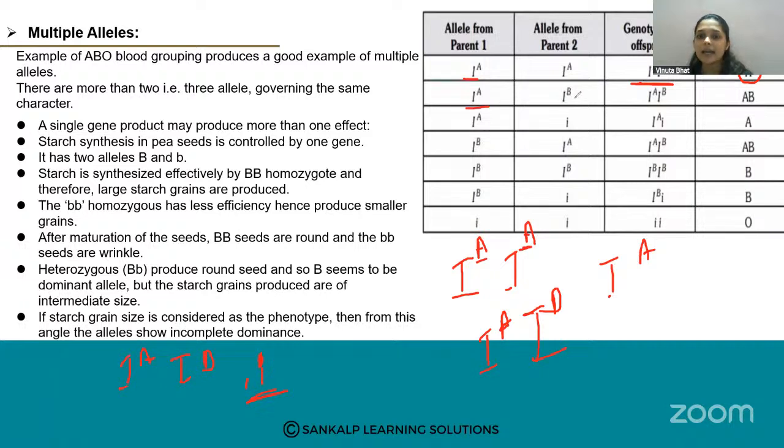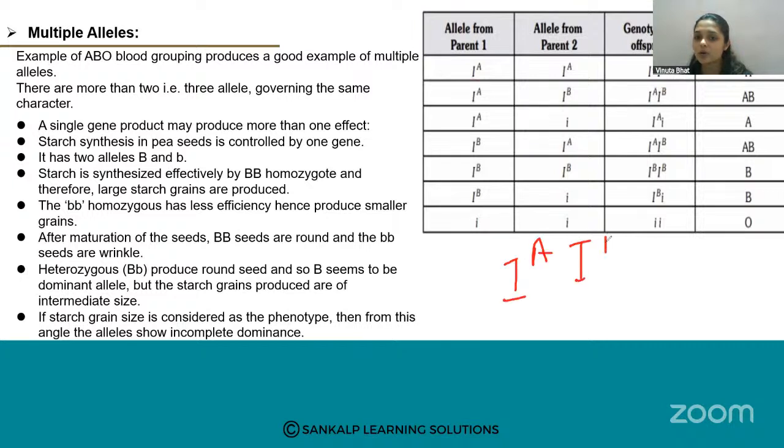If IA IB is there, IA IB ಇದ್ರೆ ಯಾವ ಬ್ಲಡ್ ಗ್ರೂಪ್ ಇರುತ್ತೆ? So that is both are expressed. So it is called as AB blood group. AB blood group ಅಲ್ಲಿ ಏನಾಗಿದೆ ಅಂದ್ರೆ I gene that is having the IA gene also and IB also. IA IB ಎರಡು ಇದೆ, ಎರಡು ಎಕ್ಸ್ಪ್ರೆಸ್ ಆಗಿದೆ. So that is called as the codominance.